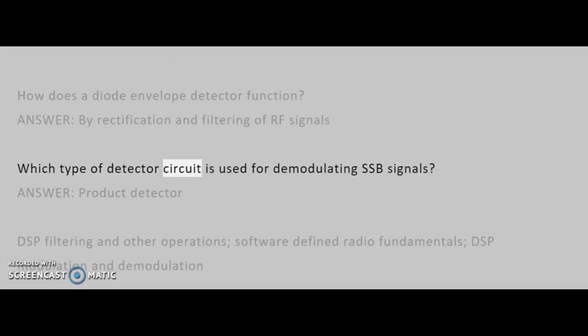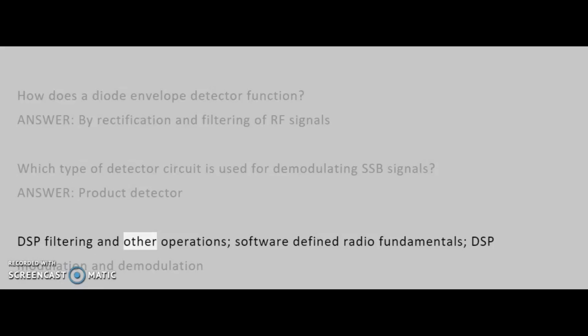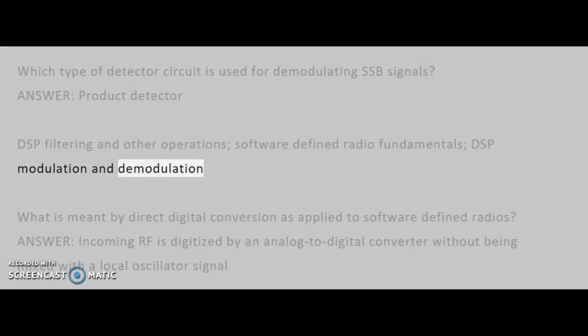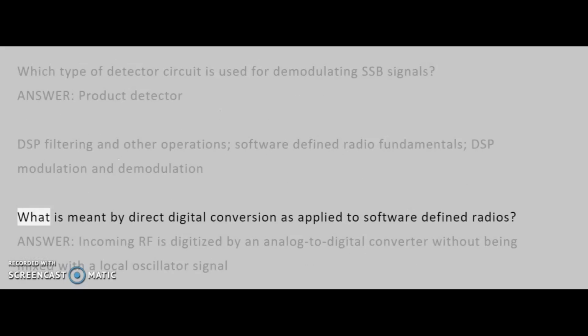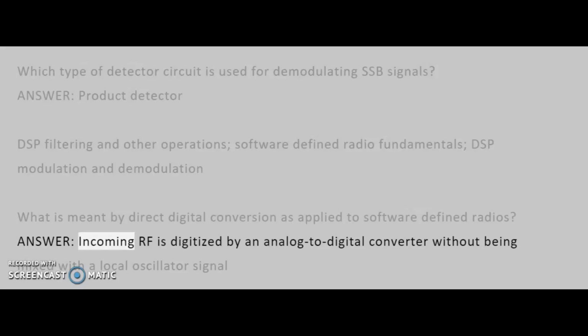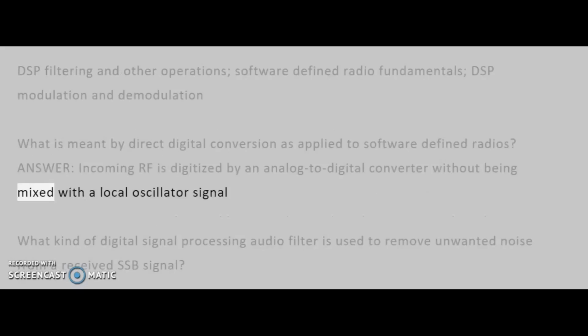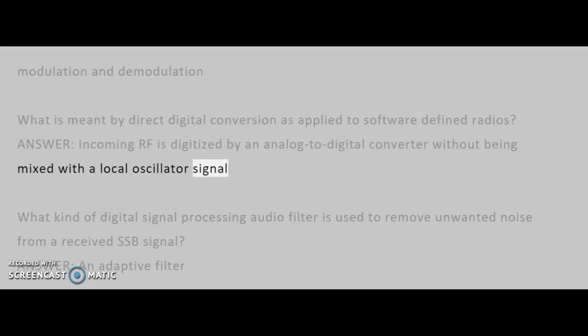Which type of detector circuit is used for demodulating SSB signals? Answer: product detector. DSP filtering and other operations, software-defined radio fundamentals, DSP modulation and demodulation. What is meant by direct digital conversion as applied to software-defined radios? Answer: incoming RF is digitized by an analog-to-digital converter without being mixed with a local oscillator signal.